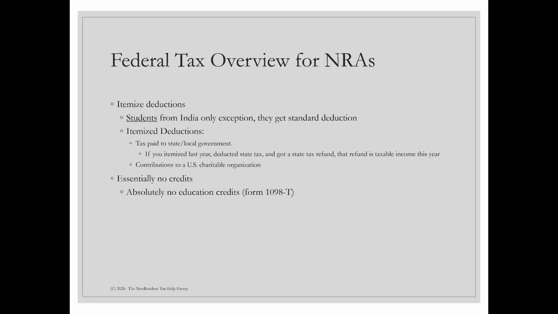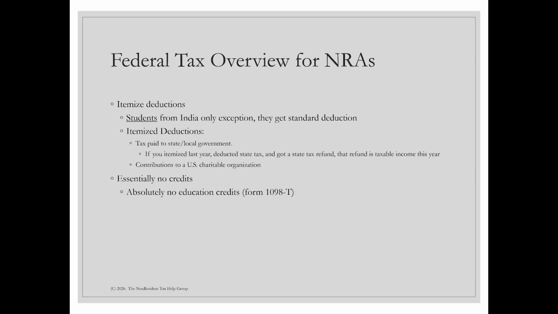Everyone else has to itemize, so you can subtract from your income the amounts that you pay to state or local governments as income taxes. If you did this last year and then you got a state tax refund, the refund is going to be taxable, right? If you subtracted it, you didn't pay tax on it the year before, but then you got some part of that tax back, you have to pay tax on that first part because you never paid tax on it last year. Likewise, if you made a contribution to a U.S. charitable organization, you can also subtract that as an itemized deduction.